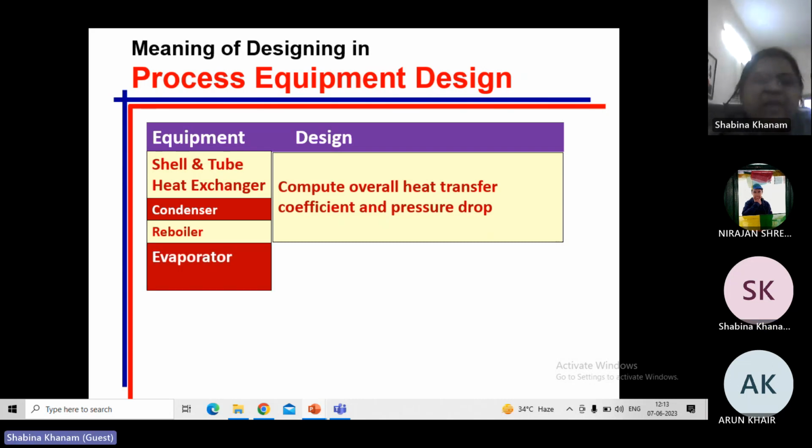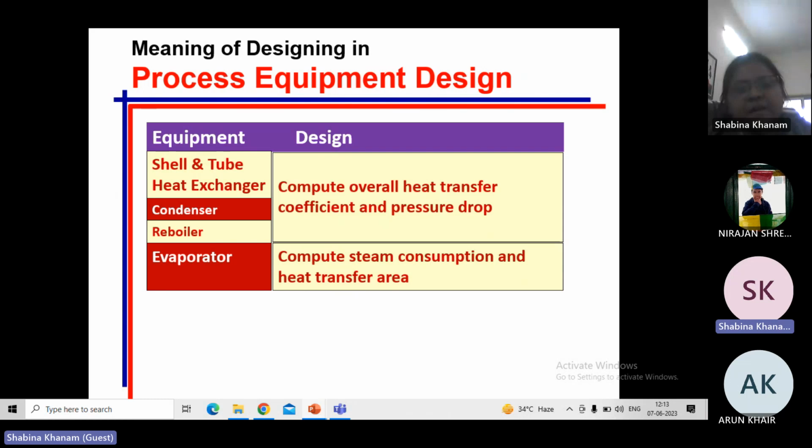Next, when we consider this evaporator, the meaning of design is to calculate the steam consumption and heat transfer area. Like I told you, the evaporator has a heat exchanger as an integral part. So what would be the heat transfer area of that heat exchanger that we need to consider in design with the steam? So that is about it.